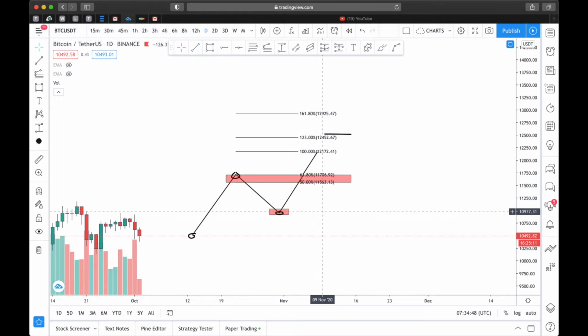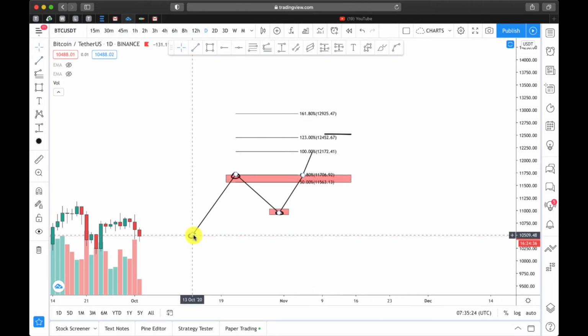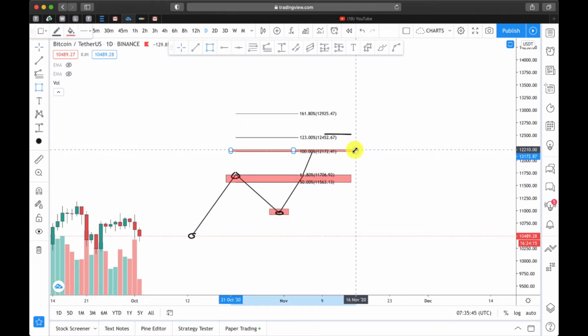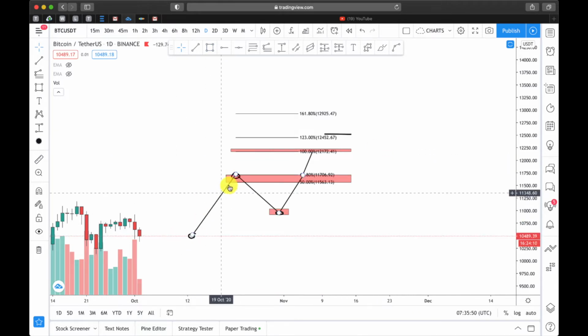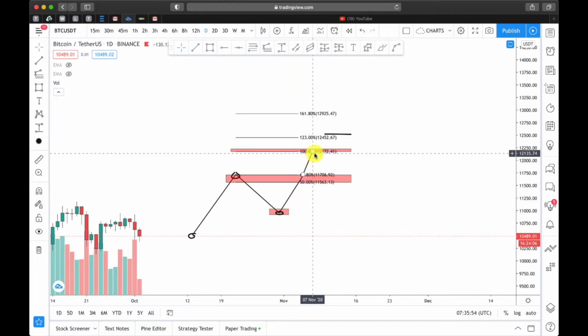Do you understand? So the next target I'm going to be looking out for is this 100%. This 100% just represents the distance between A to B. So they call it one-to-one target, right? It means the distance between A to B will be the distance between C to D. This is what the 100% level represents. So the distance between here to this place will be the distance between this place to this place. So it's one-to-one extension. That is what it's called.